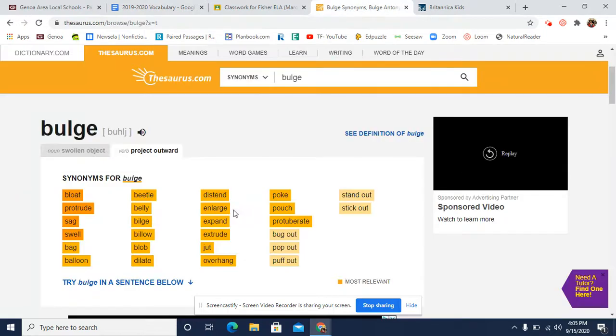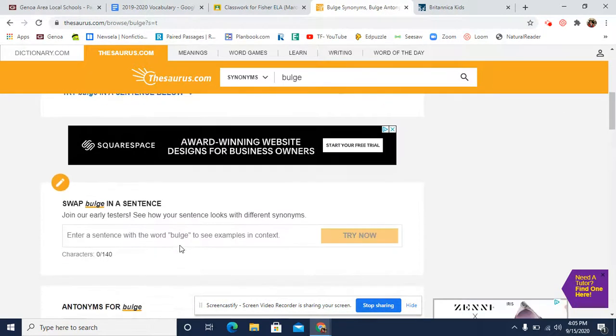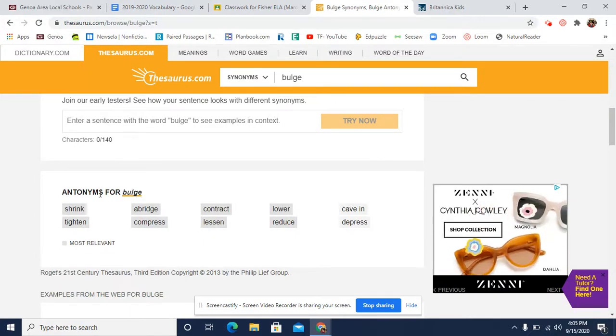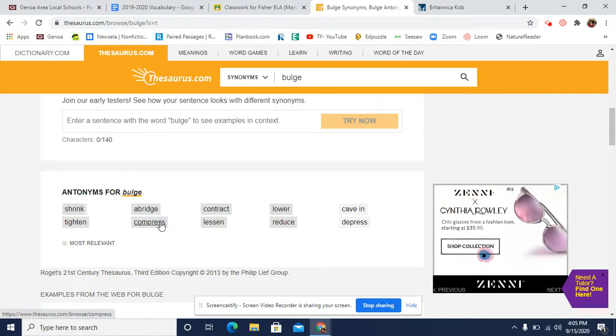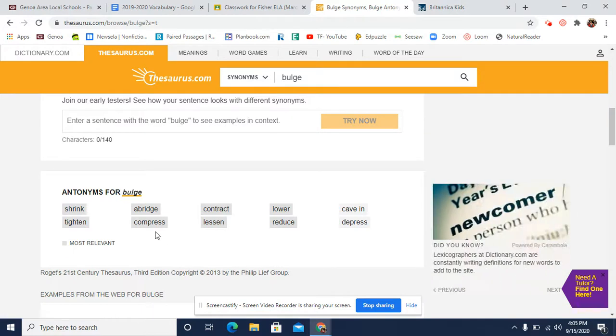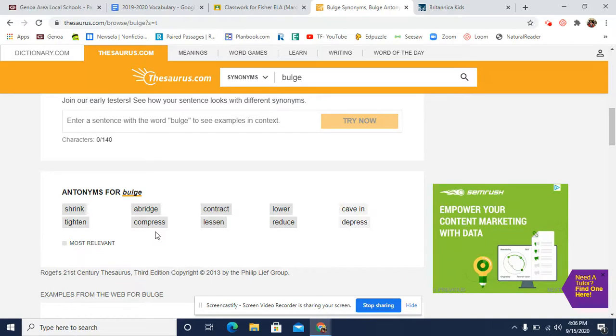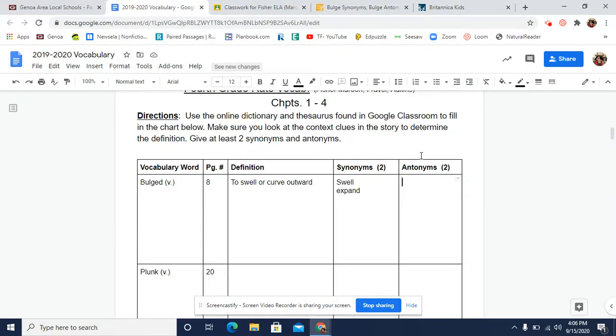Then I'm going to go back, and if you scroll down, you will see that it'll say antonyms for bulge. Okay, now these are all the antonyms. So we have shrink, tighten, abridge, compress, contract. All of these mean to get smaller. So instead of the cheeks getting bigger and bulging, the opposite of that would be that the cheeks get smaller, okay? So you just take two, and I don't care which two, it doesn't matter. You go back to this, and I'm going to say shrink, and I'm going to put reduce, okay? Just means to get smaller, and that's all you have to do.